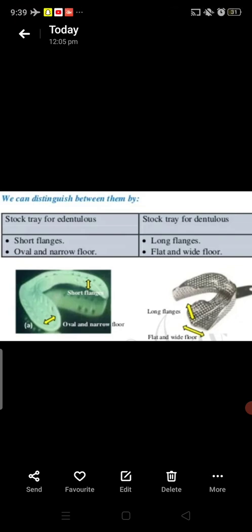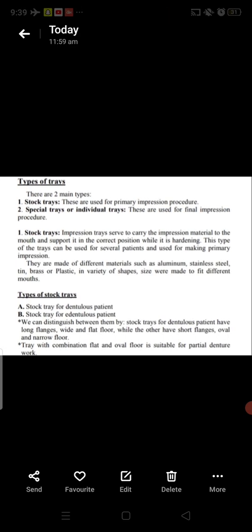Number one is the stock tray for edentulous patients, who have no teeth, in figure A. Next is the stock tray for dentulous patients, who have teeth, though some are missing. First, in the stock tray for edentulous, the flanges are short, but in the stock tray for dentulous, the flanges are long. Second, the stock tray for edentulous has an oval and narrow floor, and the stock tray for dentulous has a flat and wide floor.